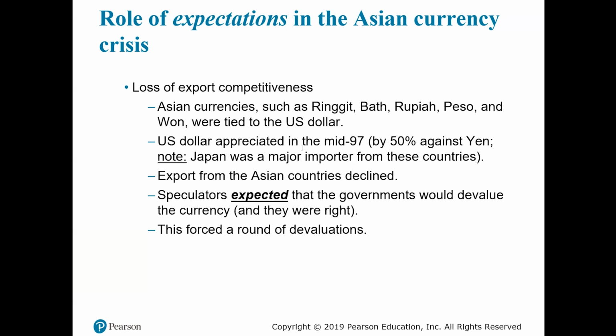And when the currencies were actually devalued, the speculators started selling US dollar against those currencies, which created further rounds of devaluation. So that created a currency crisis in the East Asian countries. And at that time, the IMF, the International Monetary Fund, came up with support to stabilize the currency values of those countries. So the bottom line here is expectations also play an important role.